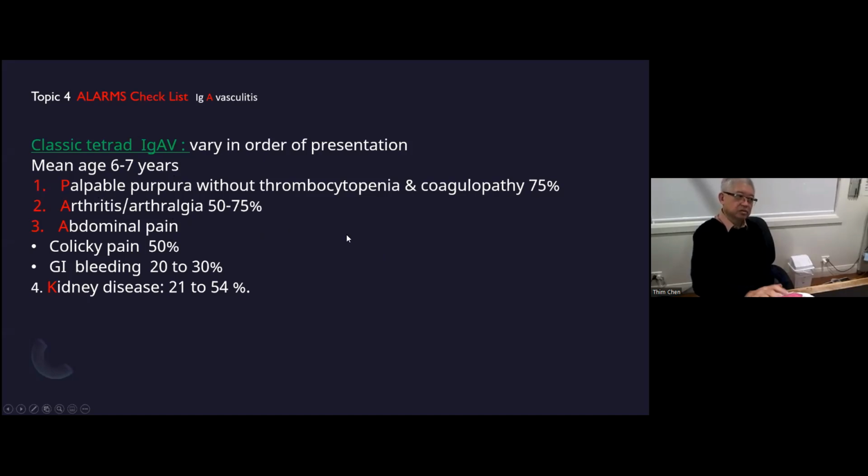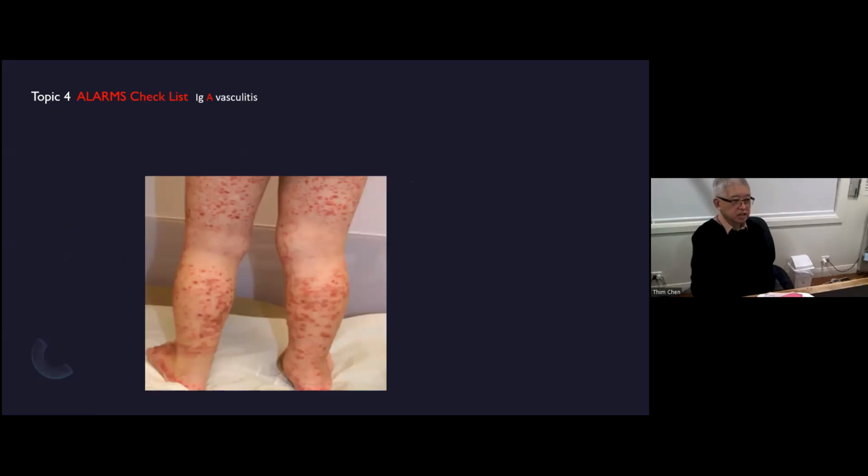It will be difficult to make a diagnosis of IgA vasculitis with just abdominal pain simulating appendicitis or abdominal colic, unless you see the purpura. But the purpura, when you see it, you can feel it, but it doesn't blanch on pressure. When you do a full blood count, the platelet count is normal, and your coagulation profile is normal as well. And these are other areas where you can get purpura.